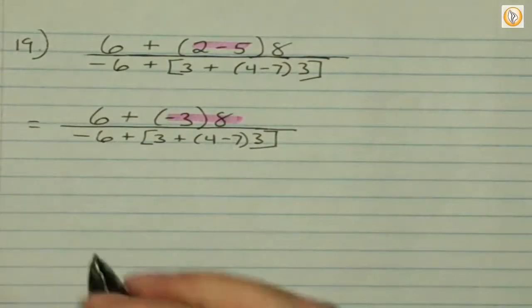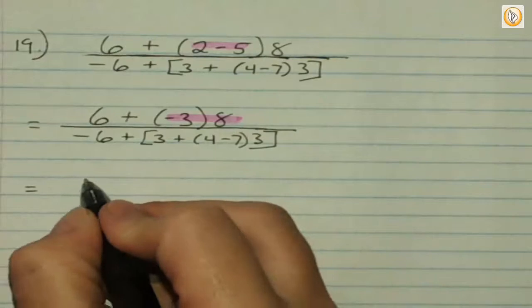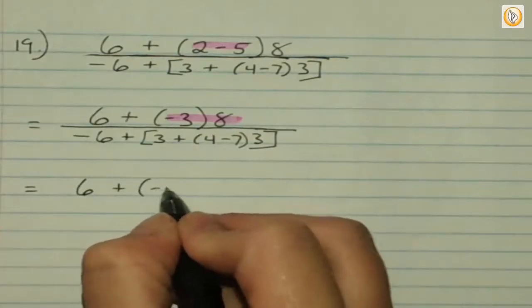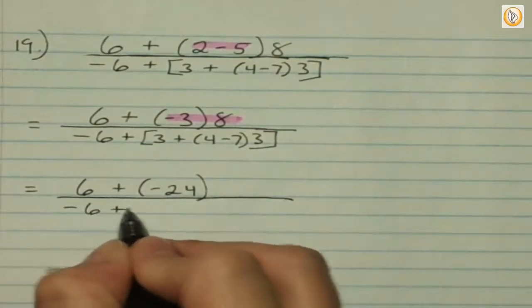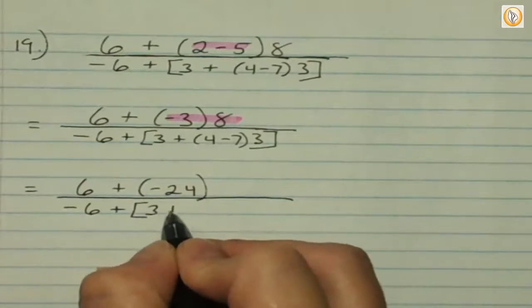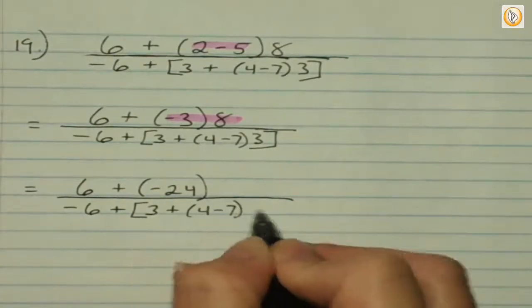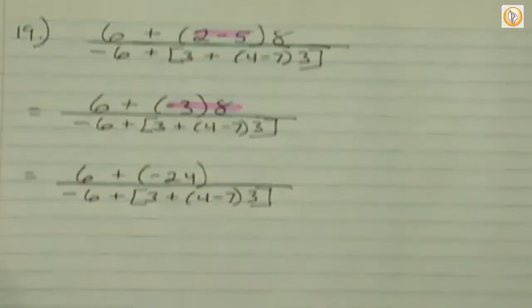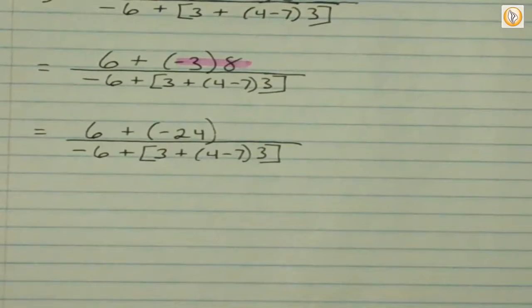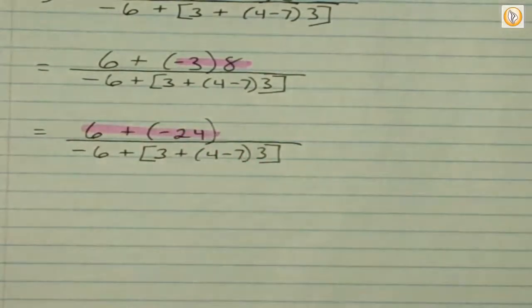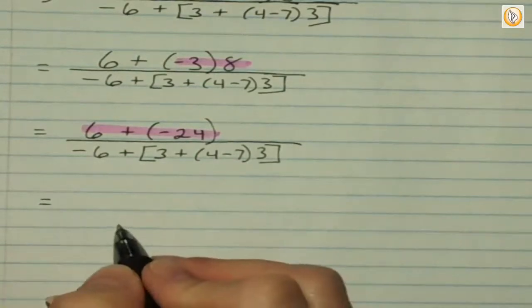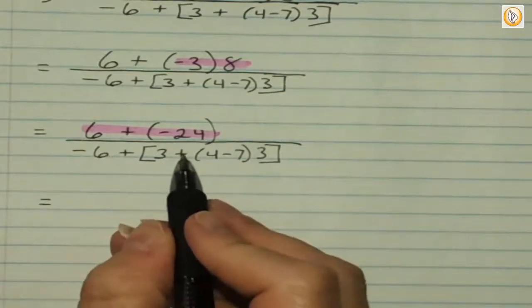So -3 times 8, what do you get? -24. 6 plus -24, all over -6 plus bracket 3 plus 4 minus 7 times 3 and bracket. Now what? 6 plus -24. Yeah, you can absolutely finish it off. And what do you get? What? 6 plus -24?